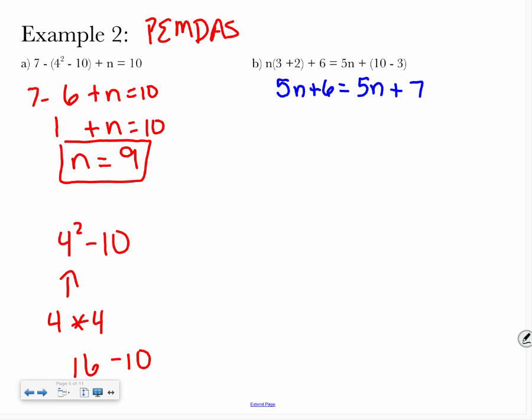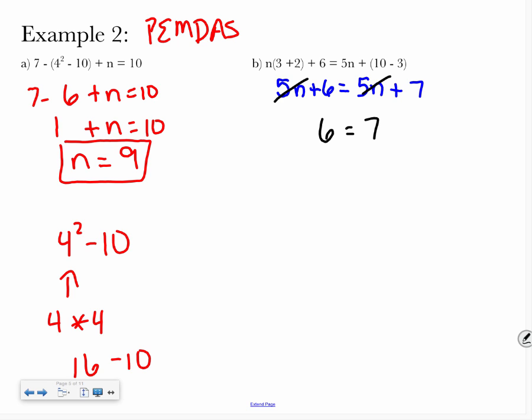So that's going to be the same number no matter what, because it doesn't matter what we plug in for n. 5 times 1 is going to be 5 on both sides. 5 times 2, that's still going to be 10 on both sides. So we can cross those out. They cancel each other out. Now we're just left with a 6 equals 7.